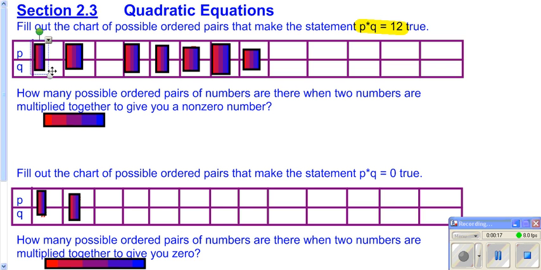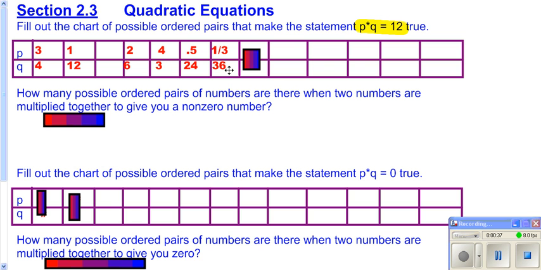Well, you could take a 3 times a 4, or it could be flipped around to 4 times a 3, because you can multiply in any order you want. Or you could have a 1 times a 12, you could have a 2 times a 6, you could have a 4 times a 3, you could have a half times 24, or you could have a third times 36, or you could have the negative versions of all these, and there are many more. It really goes on forever. So when you're taking two numbers to multiply together to give you something other than 0, there's really infinitely many different possibilities.